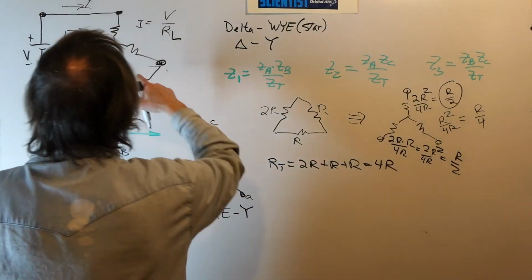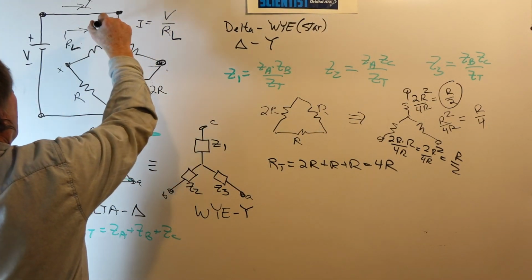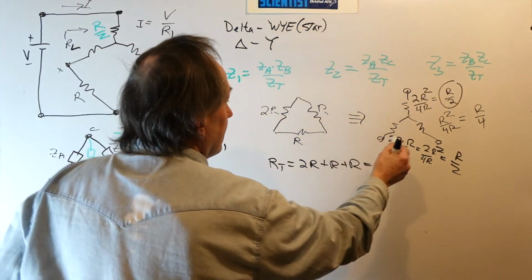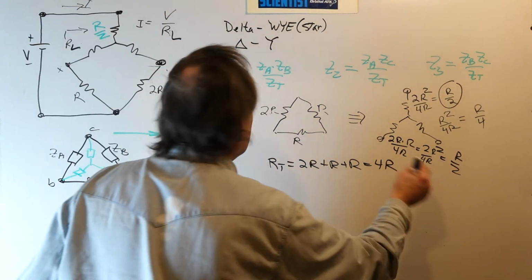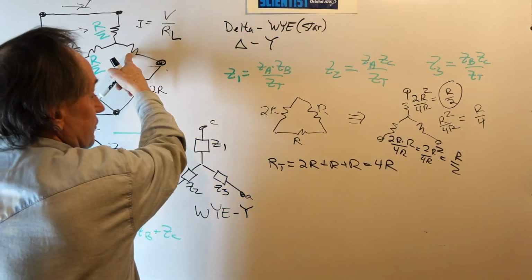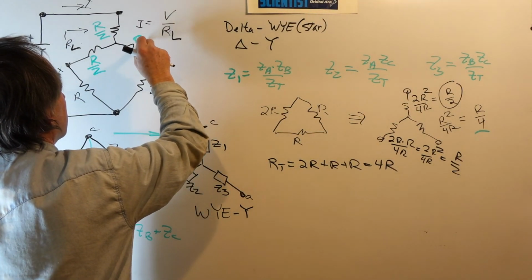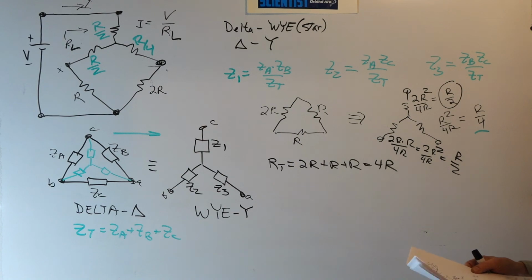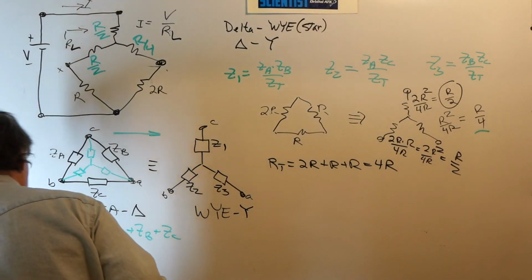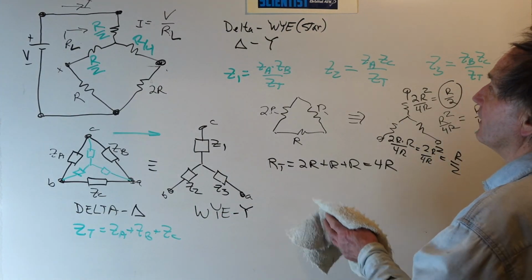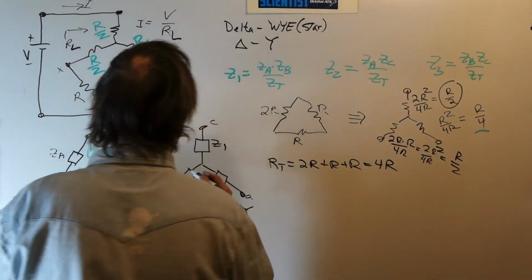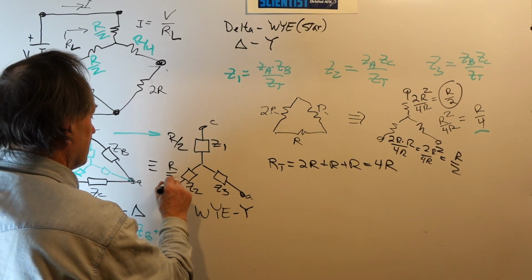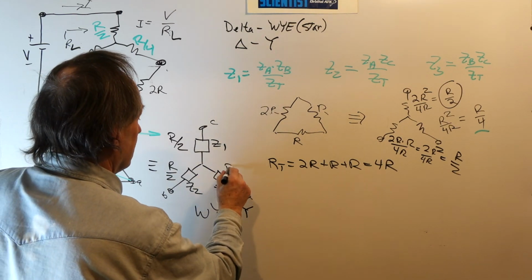For this one here, this is R over 2. That's this one. This one here is R over 2. And this one is R over 4. So that's our delta to Y conversion. Now, let's do some combining to see how this works. So we'll keep this. The Z1 here is R over 2. Z2 is R over 2. And our Z3 here is R over 4.